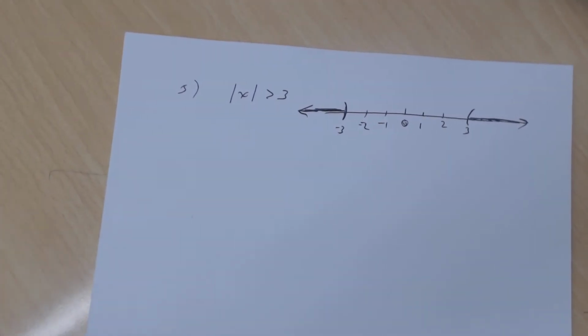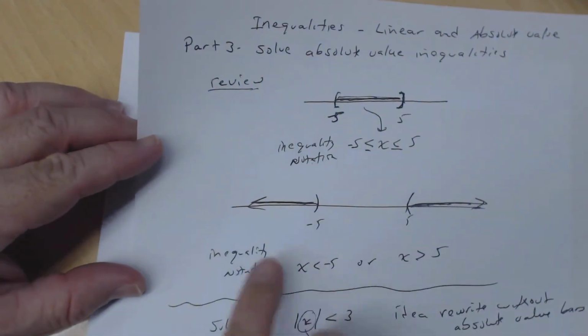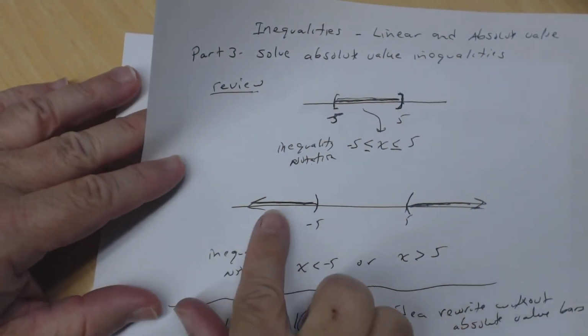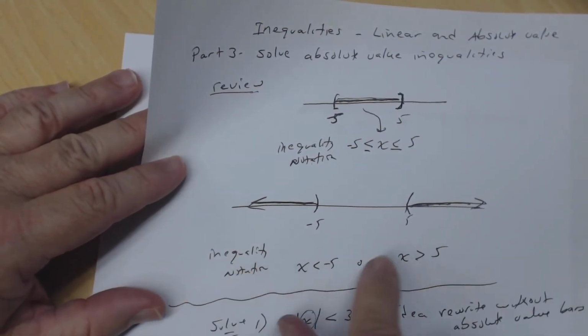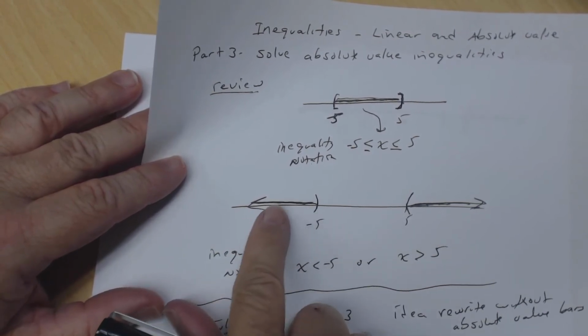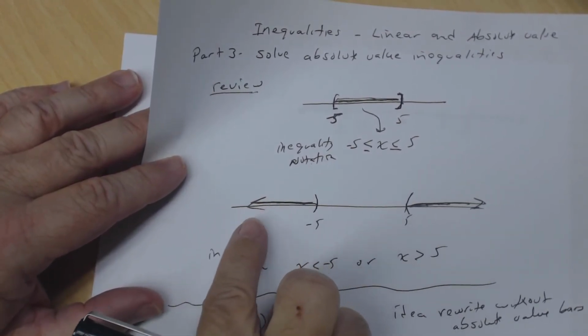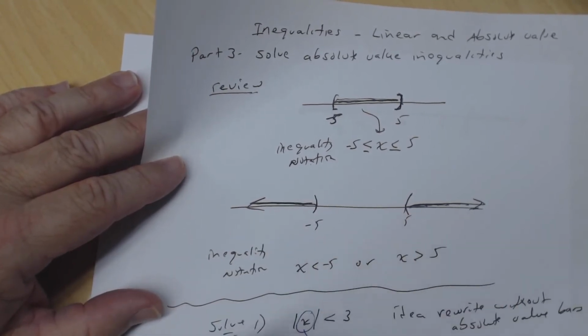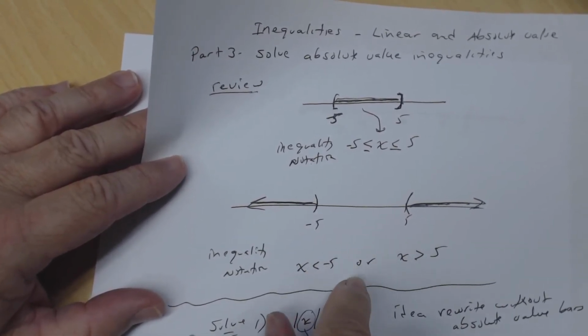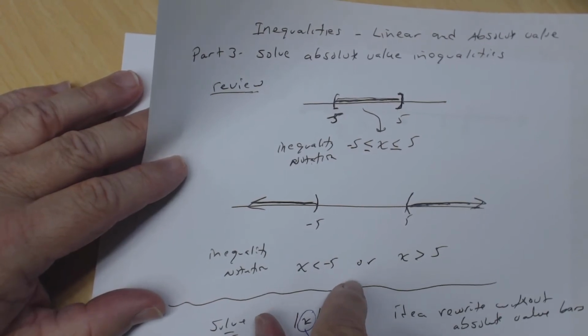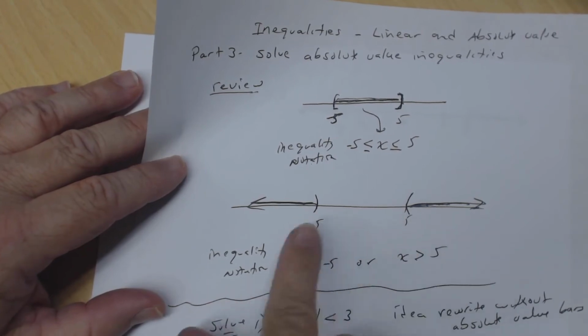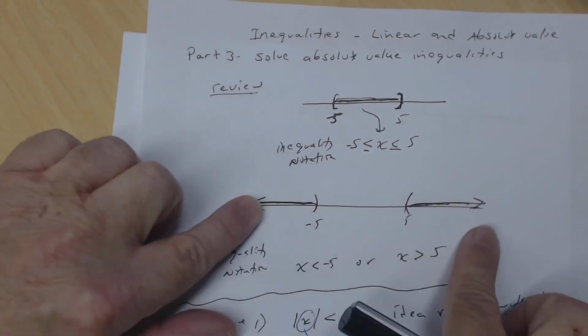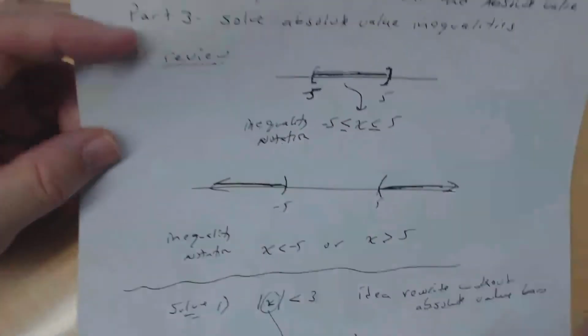So notice how this one looks. Remember earlier we reviewed this idea here. If you're given this graph and you want to write it in inequality notation, go from left to right. You're going to say x is less than negative 5, or x is greater than 5. Notice the word or. I did not use the word and. And means intersection. You're not intersecting anything here. Those are two separate graphs, hence the word or.